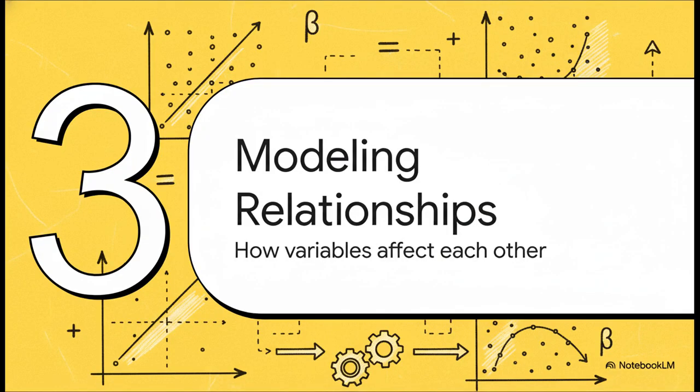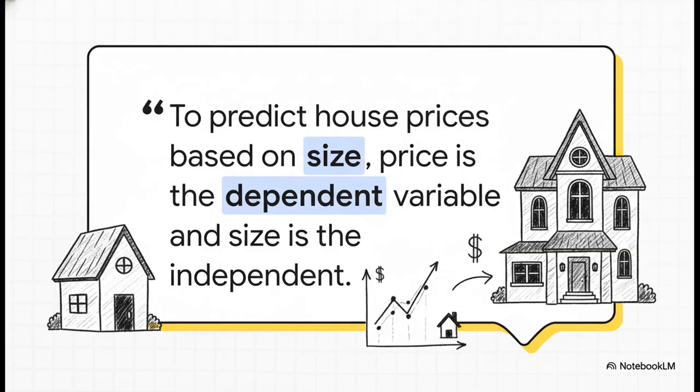We're going to start with one of the most fundamental tasks in all of data analysis, figuring out how different things influence each other. And we do that using something called regression. This is the classic example, and it's perfect. Let's say we want to know how the square footage of a house affects its price. Well, the price depends on the size, right? So that makes price our dependent variable, and the size is the independent one. Regression is the tool that lets us map out that exact relationship.